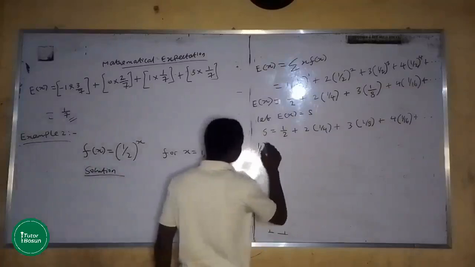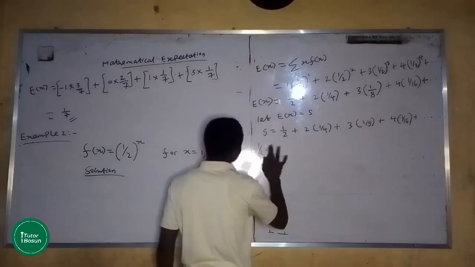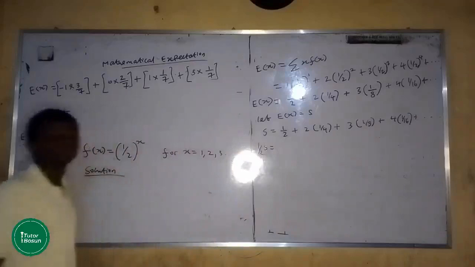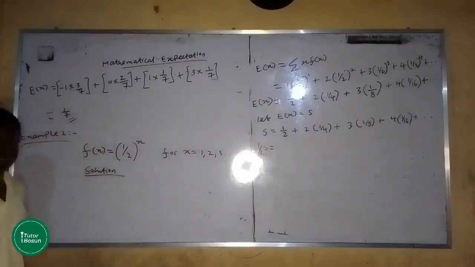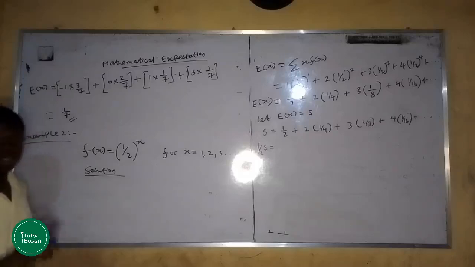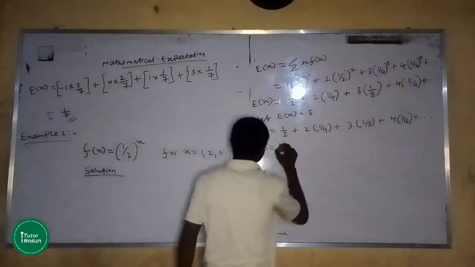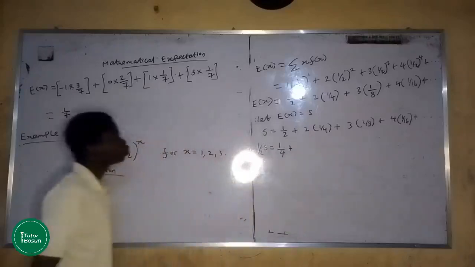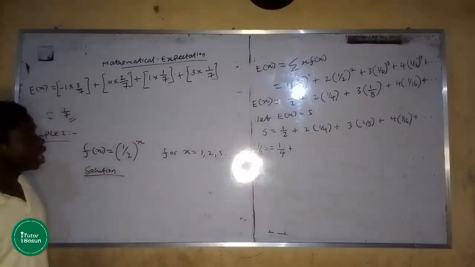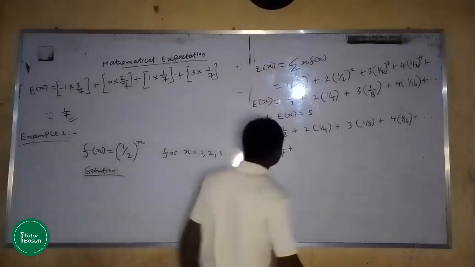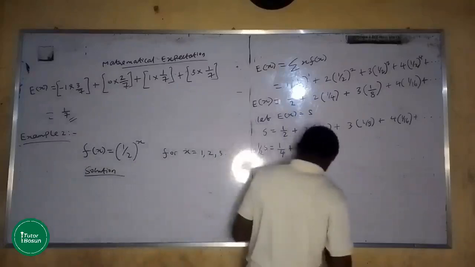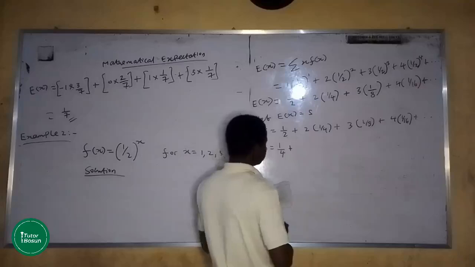The next thing is to look for half of s. Half times 1 over 2 will give us 1 over 4. Then half of 2 over 4 will be giving us 1 over 4 as well.